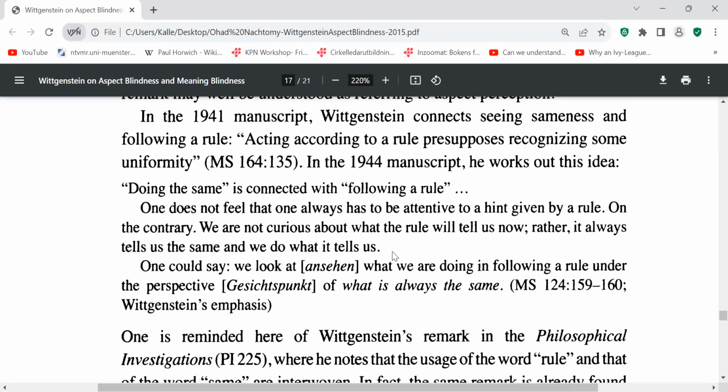In the 1941 manuscript, Wittgenstein connects seeing sameness and following a rule. Acting according to a rule presupposes recognizing some uniformity. In the 1944 manuscript, he works out this idea. Doing the same is connected with following a rule.